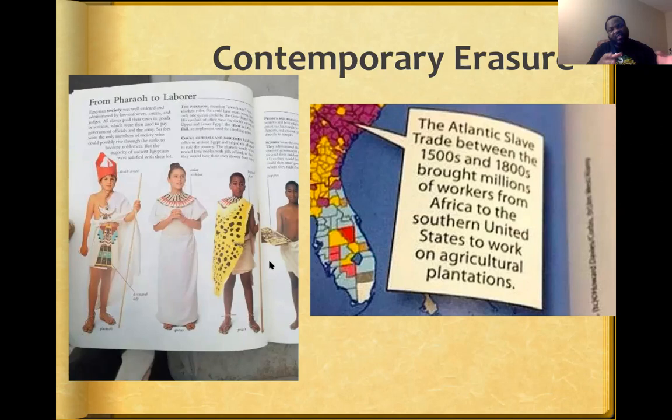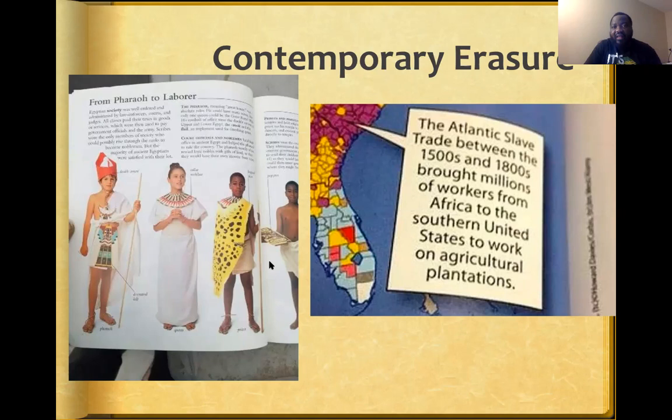So you see this, but it's implicit, right? Because the book itself doesn't actually say that the Pharaoh and the leaders were white, but it will drop this image. So as a child, you're seeing this image from the beginning and you grow into it, right? You internalize it.